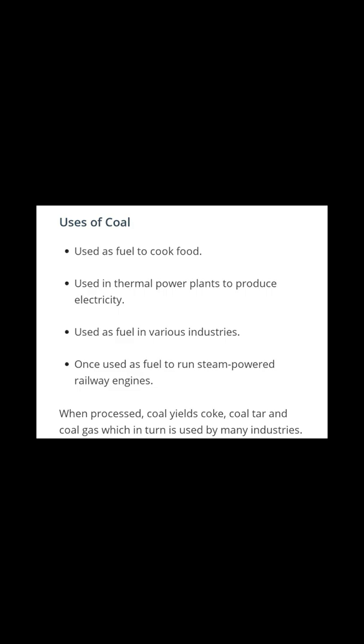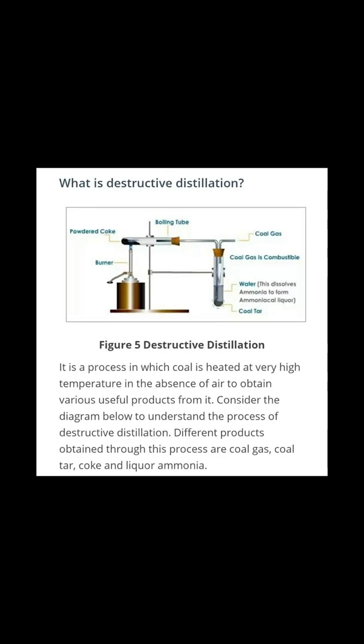Uses of coal. Coal is used as fuel. It is used in thermal plants to produce electricity. Coal is used in various industries. Once, it was used to run steam-powered engines also. When processed, coal yields coke, coal tar and coal gas, which in turn are used by many industries.